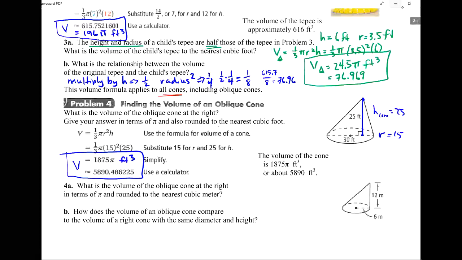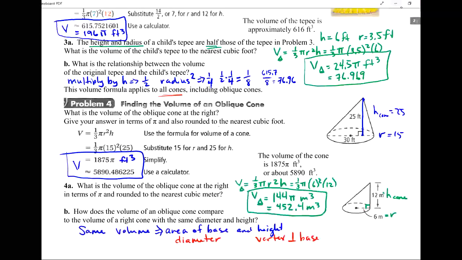Pause the video and do the last two problems. Okay, the first one said find the volume of the oblique cone to the right in terms of pi and to the nearest cubic meter. I did mine to the nearest tenth. All right, so volume of a cone is volume of a cone. We need the height of the cone, which is 12 meters, and the radius, which is 6 meters. We plug it into our formula. That's 144 pi meters cubed.